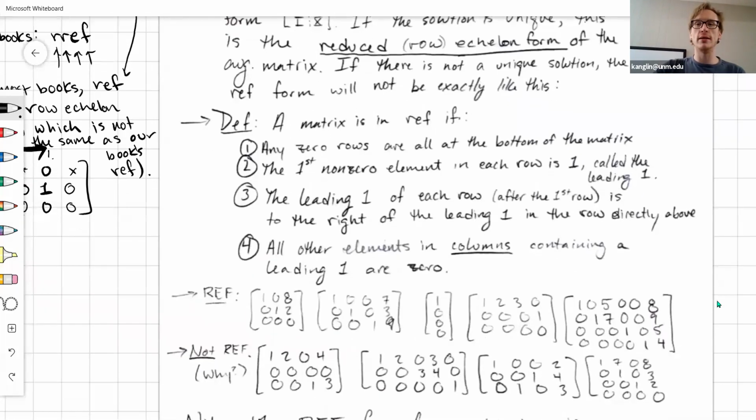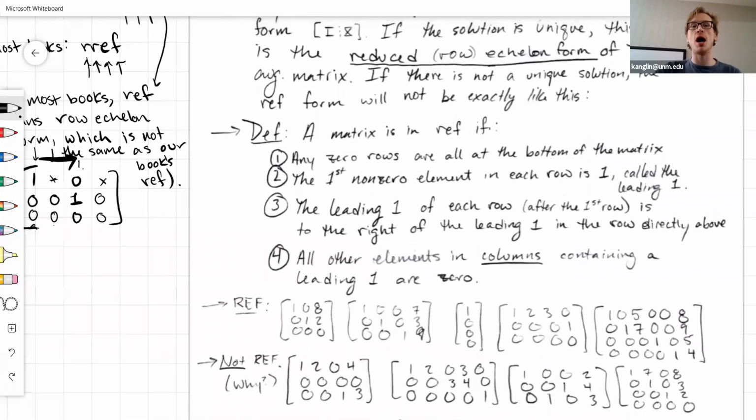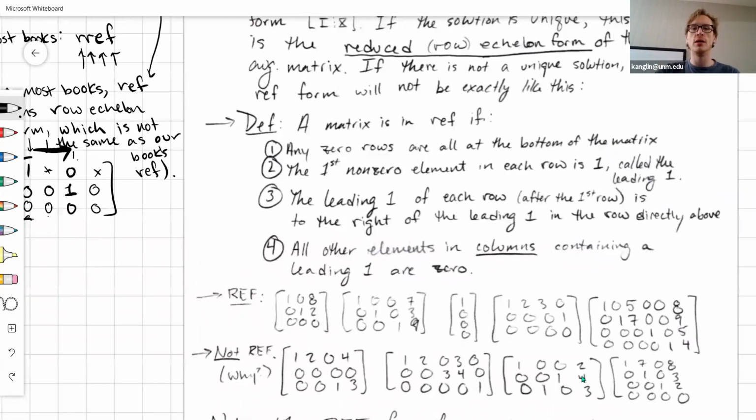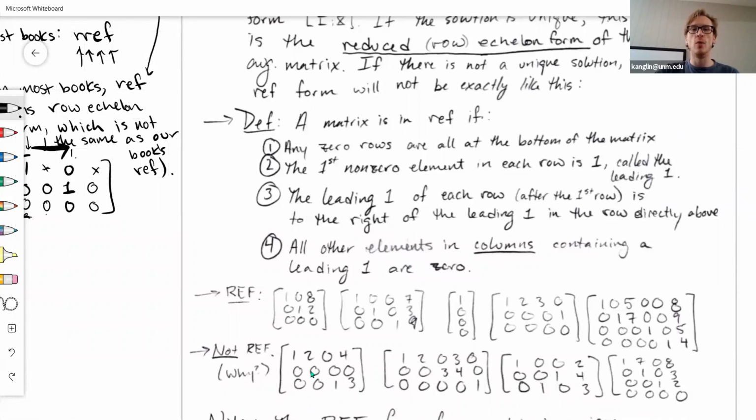Now, more interesting is to look at things that are not REF. They are not reduced row echelon form. So let's look at these 3 matrices. What's wrong with this one? If we look at this matrix, we want to figure out what's wrong with this guy. The problem here is that there's a 0 row, that's the middle row, but it's not positioned at the bottom of the matrix. So we failed the first requirement.